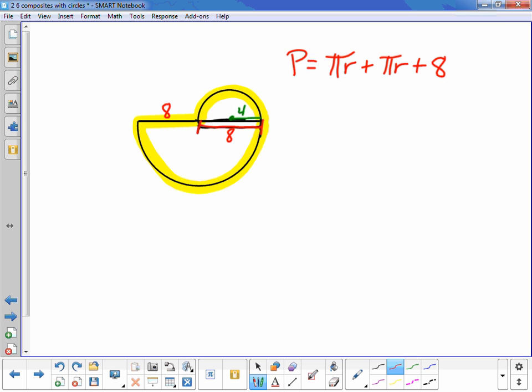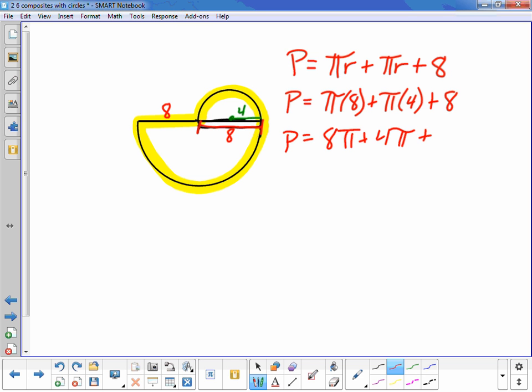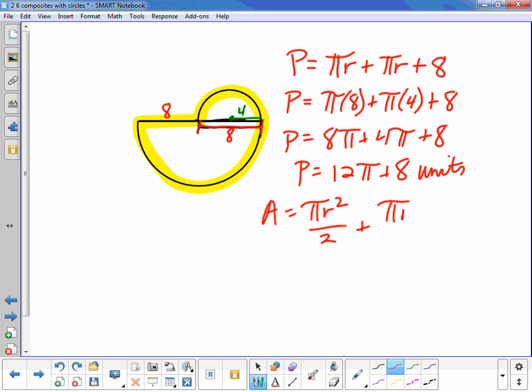Now we have the whole perimeter highlighted, so we know we've included every edge. So pi r, your first radius was 8. Your second radius was 4 plus the 8 edge. So that's 8 pi plus 4 pi plus 8, or 12 pi plus 8 in its units. And then for area, obviously you would just do pi r squared divided by 2 plus pi r squared divided by 2. Nothing fancy going on there.